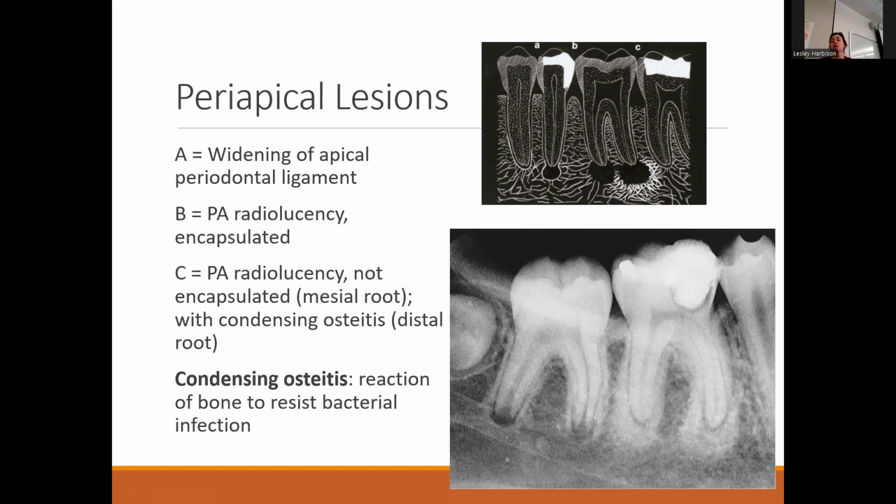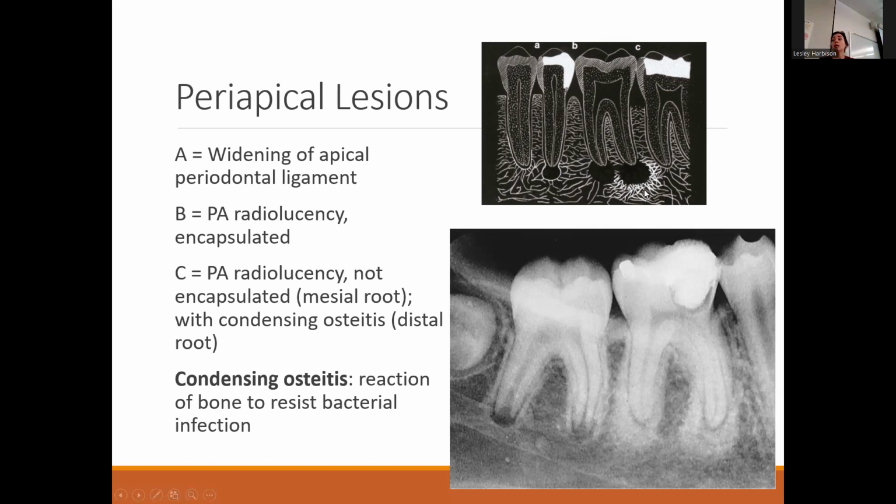B is just the radiolucency, sort of encapsulated. So you can see there's a little bit more of a radiolucent lining to the abscess. And then C, on the mesial root and the distal root, the periapical radiolucency is not encapsulated, so you don't really see a definition. There's just a radiolucency and then it goes into bone. You don't see a denser bone around it.